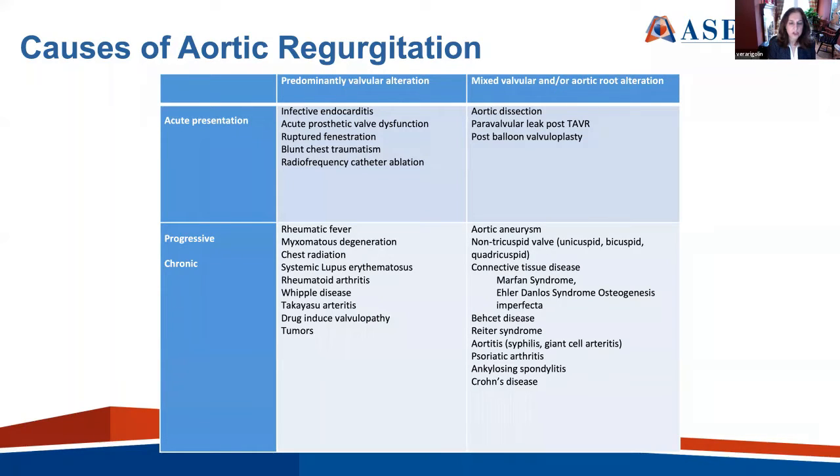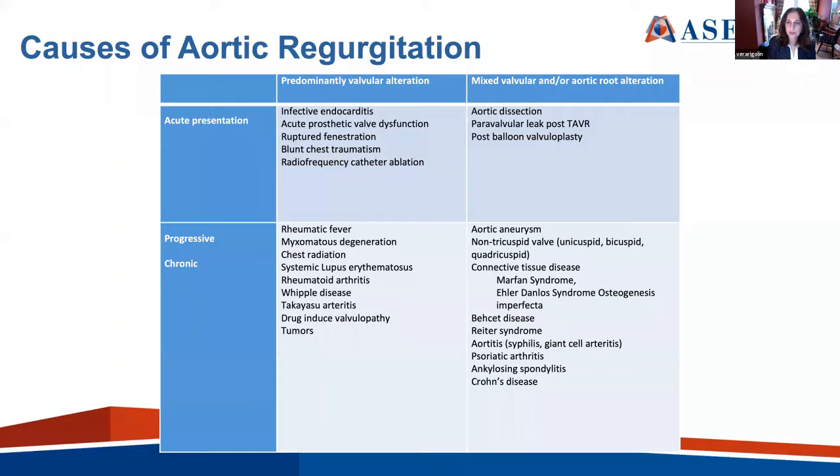In the chronic situation, valvular lesions that often lead to regurgitant aortic valves include rheumatic fever, myxomatous degeneration, chest radiation, systemic lupus erythematosus, rheumatoid arthritis, Whipple's disease, Takayasu's arteritis, drug-induced valvulopathy, and tumors.